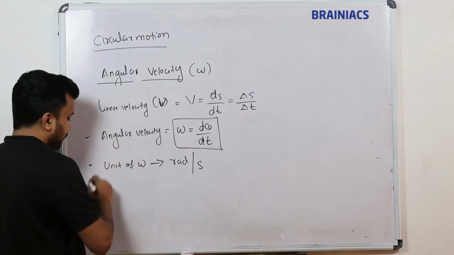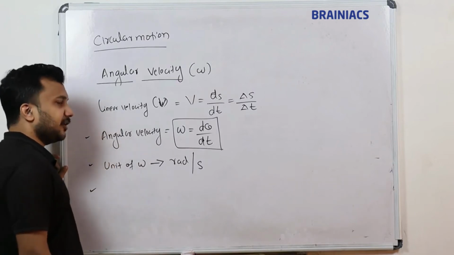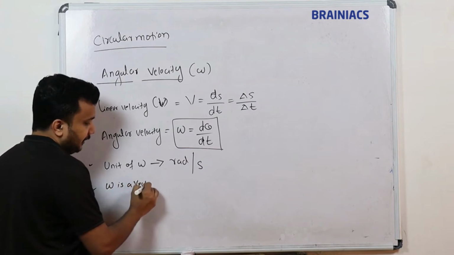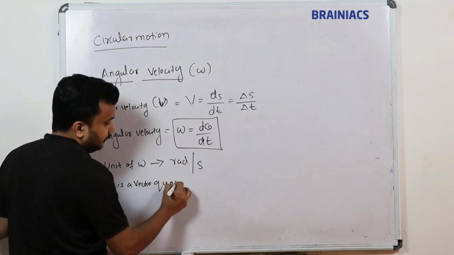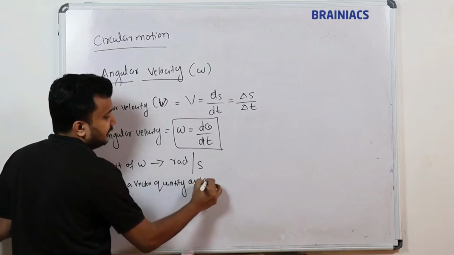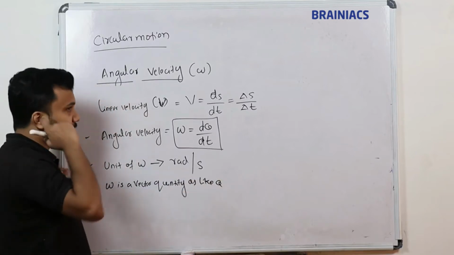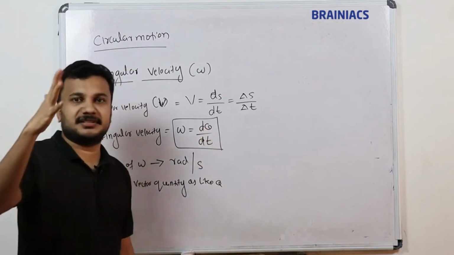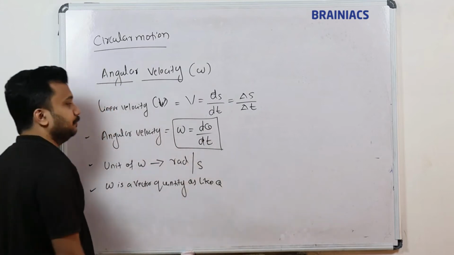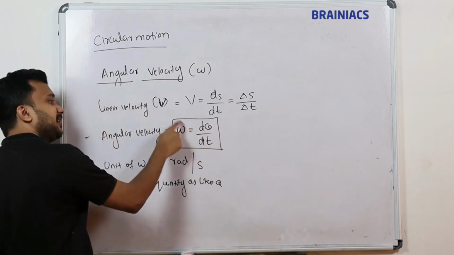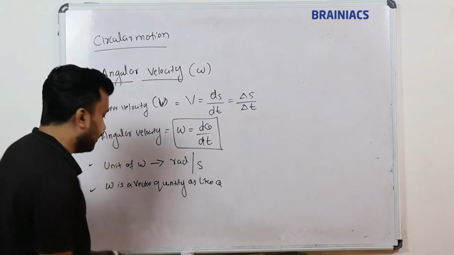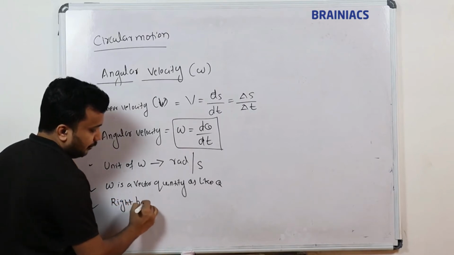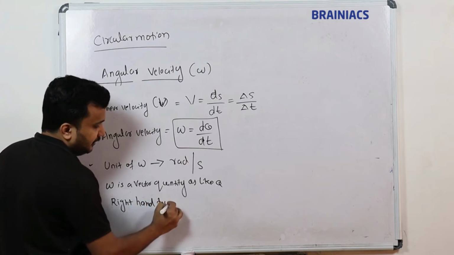Next one. Omega is a scalar quantity or a vector quantity? Omega is a vector quantity, like theta. So how to find the direction of omega? The direction of omega is the same as the direction of theta, because time is a scalar quantity. Time has no direction. So whatever the direction of theta is, the same direction will come for omega. That we can also find out using the right hand thumb rule.